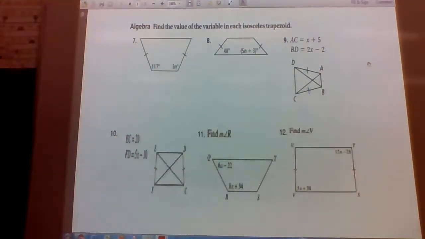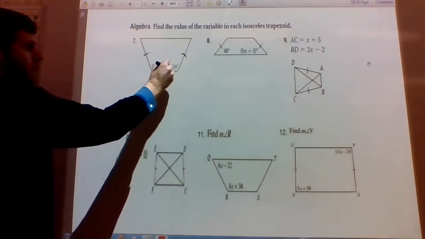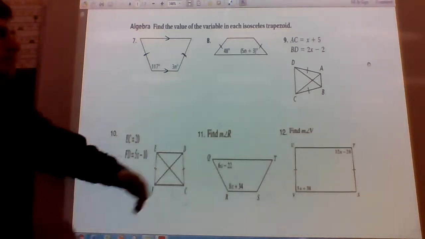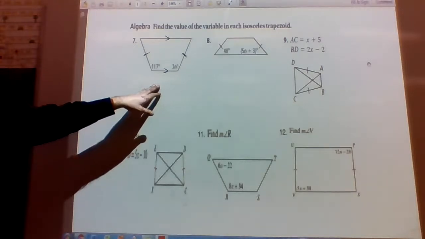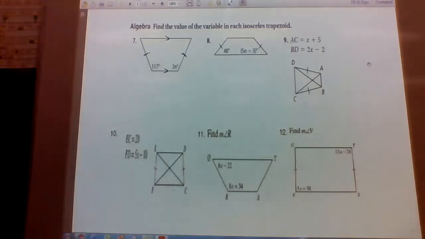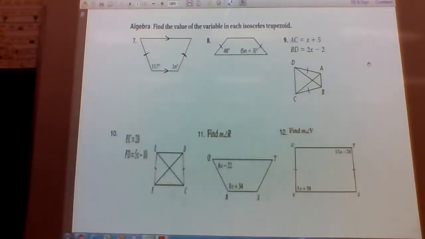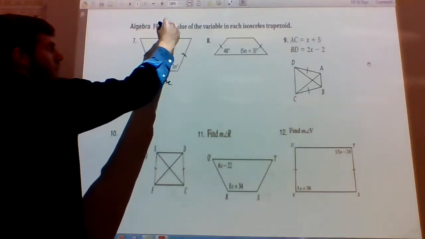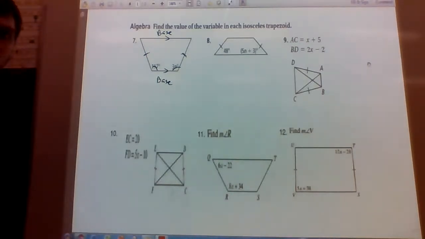Number 7 here. We have an isosceles trapezoid. Again, they should have arrows to indicate it, but they tell us it's an isosceles trapezoid, so we know it's a trapezoid. It's isosceles because the legs are congruent. So we know this is a base, and this is a base. So we know these two angles are going to be congruent because base angles in an isosceles trapezoid are congruent.